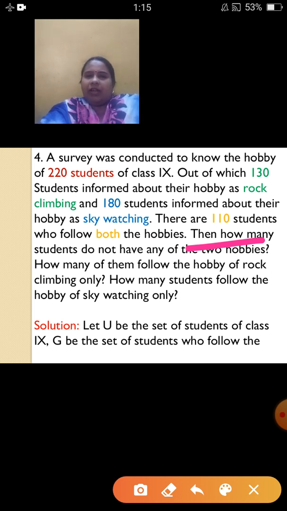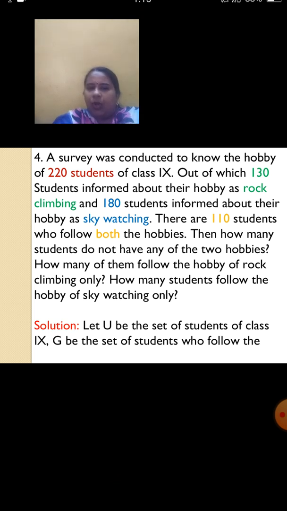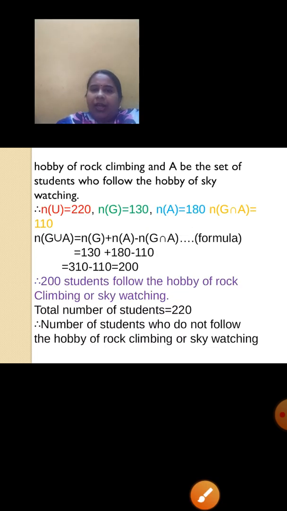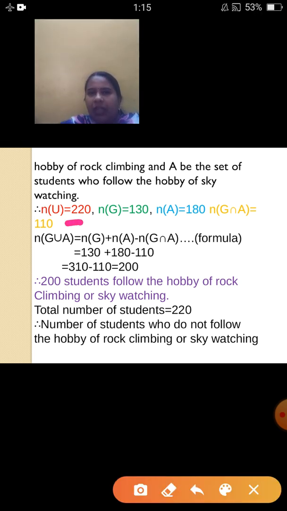Let us go back and part by part let us frame the sentences and start solving it. Right? From where to start? Let U be the universal set, and one by one we will take the sets. Let G be the set of students who follow rock climbing, and A be the set of students who follow sky watching. As I have told you all the numbers, the universal set was 220. Set G was having 130 students. Set A was having 180 students. And the intersection was 110.